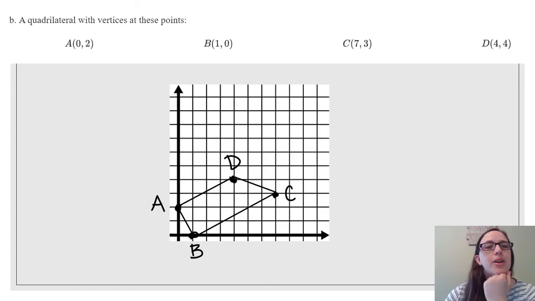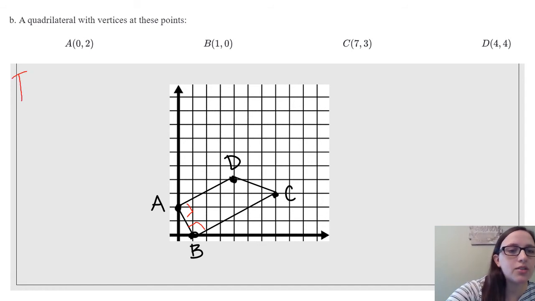All right, and then part B, I went ahead and graphed the points on there. A is at (0, 2), B is at (1, 0), C is at (7, 3), and D is at (4, 4). So we're given all those points. I obviously see a trapezoid there. Something that you might or might not see is that it kind of looks like a right trapezoid, because these kind of look like right angles to me. So I'm going to put that this is a right trapezoid.